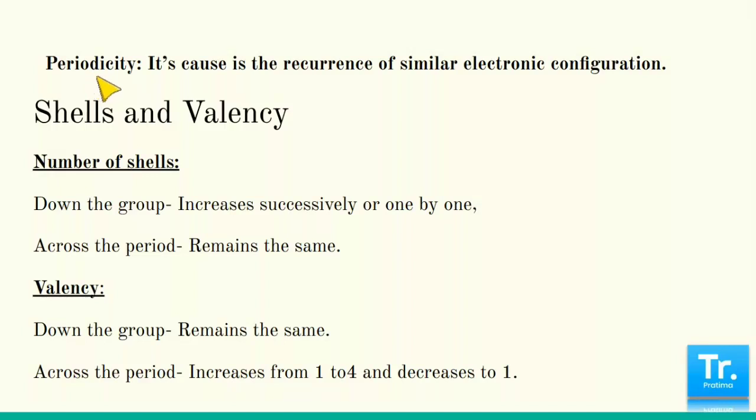Now what is the reason for periodicity? The cause is the recurrence of similar electronic configuration. That means if two elements have the same electronic configuration, definitely they will have the same number of electrons in the outermost orbit. So that is the major reason for periodicity. So here I have first taken two major topics, that is shells and valency, which we did last year, but as I said, I will revise once again the number of shells.